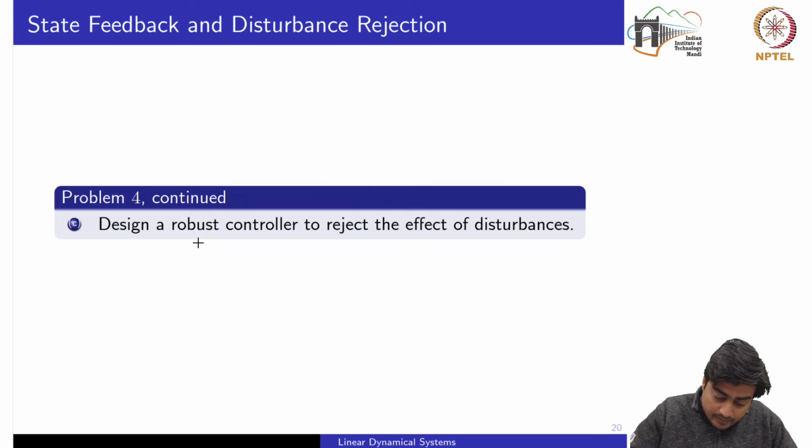So now we want to design a controller. You can call it a robust controller or a disturbance rejection controller, so that the effect of the disturbances onto the closed loop or the response of the system can be nullified.